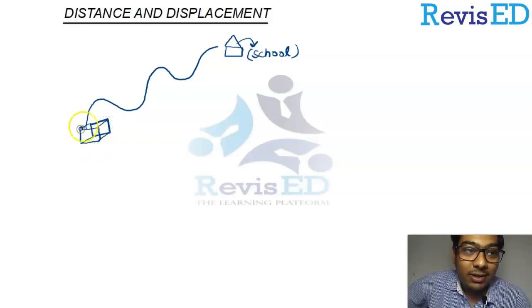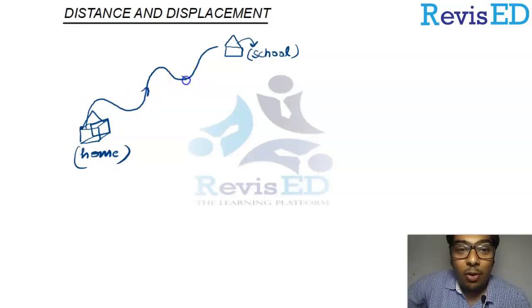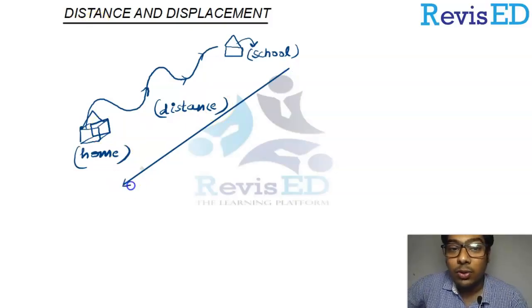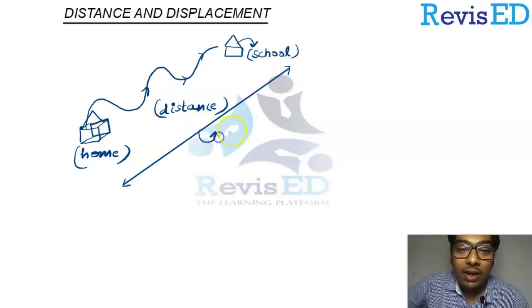So this is a very common example of distance. You may go from home to school by taking any zigzag path, and that path will be known as distance. So distance can be any path. There are infinite possibilities for going from home to school. There can be more than one path, but displacement will always be a straight line. There exists a shortest path which is known as displacement. So this is our displacement, our shortest path.